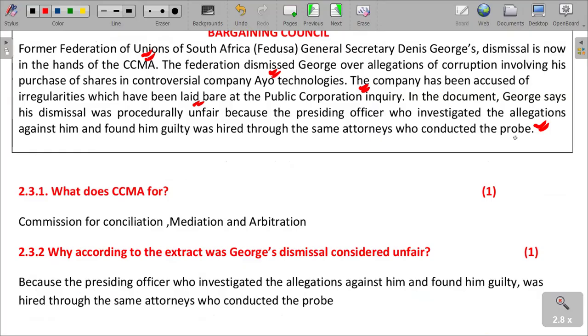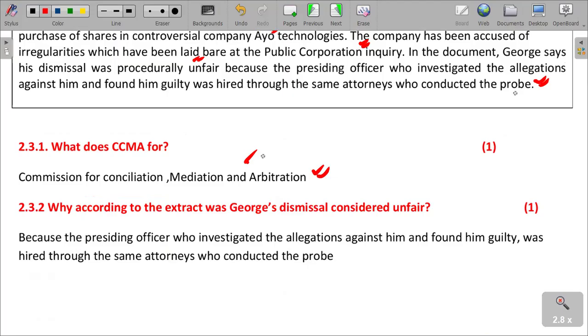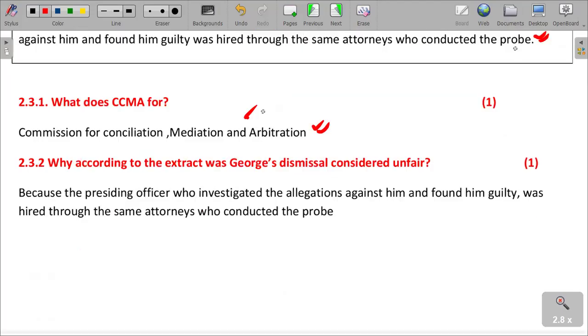So the first question is saying, what does CCMA stand for? It is the Commission for Conciliation, Mediation and Arbitration. We are saying it's an organization that represents the rights of employees. It actually works to ensure that there are fair working conditions and labor practices in terms of the employer and the employee relationship. So it's the Commission for Conciliation, Mediation and Arbitration.